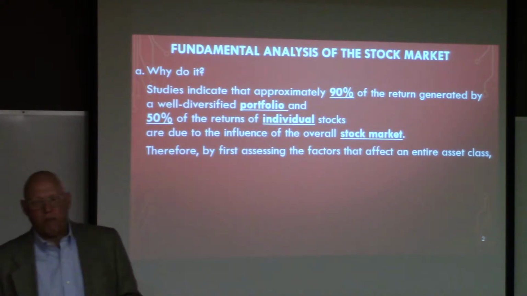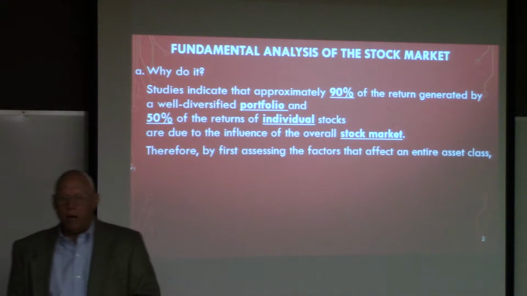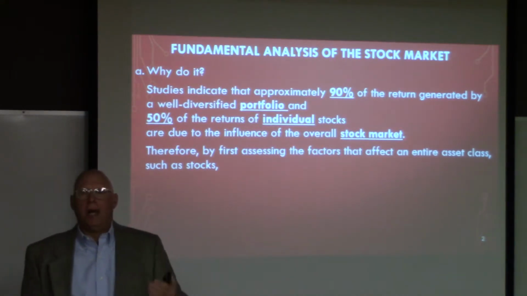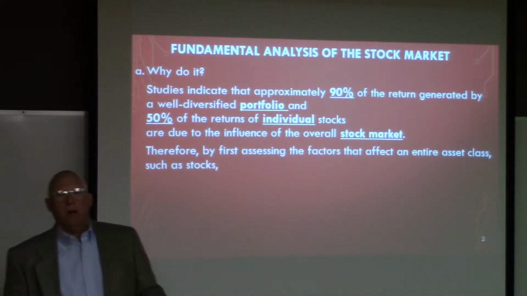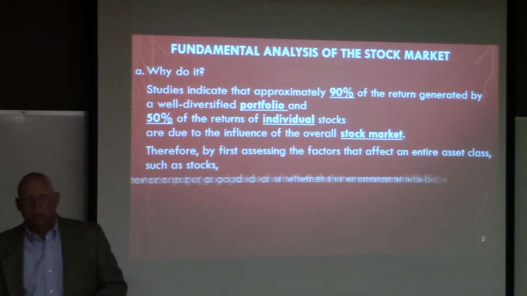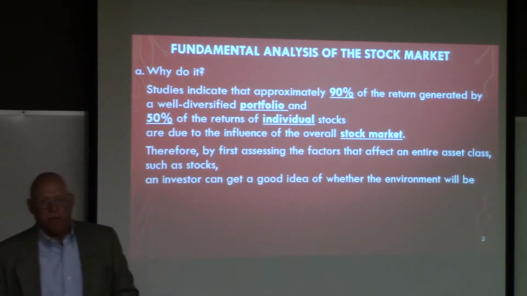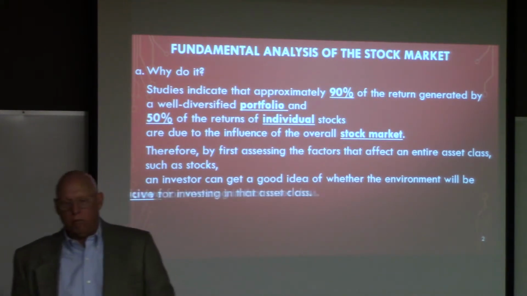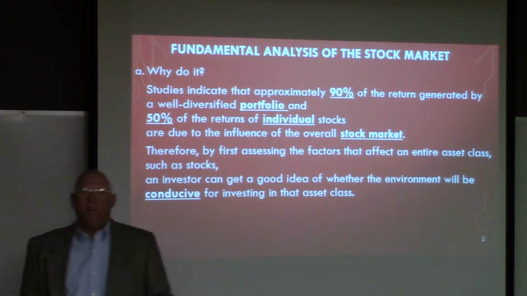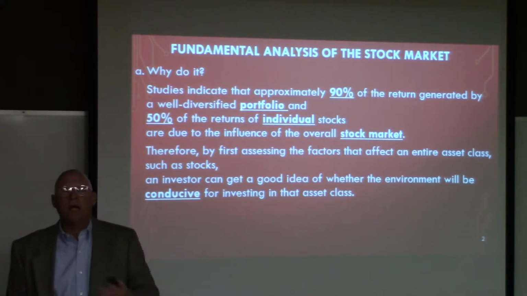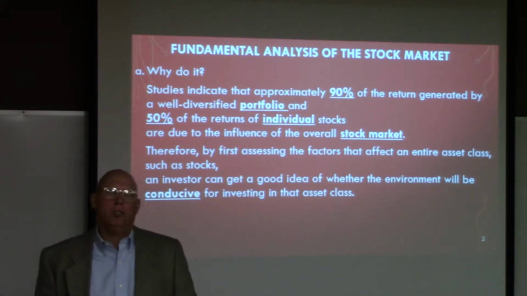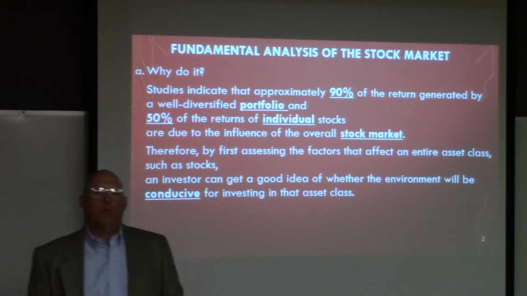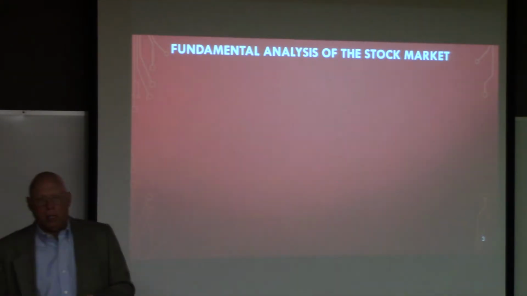So by assessing factors that affect an entire asset class, such as stocks, remember asset classes: stocks, bonds, commodities, real estate, private equity, things like that. These are asset classes. An investor can get a good idea of whether the environment will be conducive for investing in that asset class. So we're fine-tuning. We're still at the point where we want to fine-tune what our asset allocation should be. Where should we be in that range in the asset class?